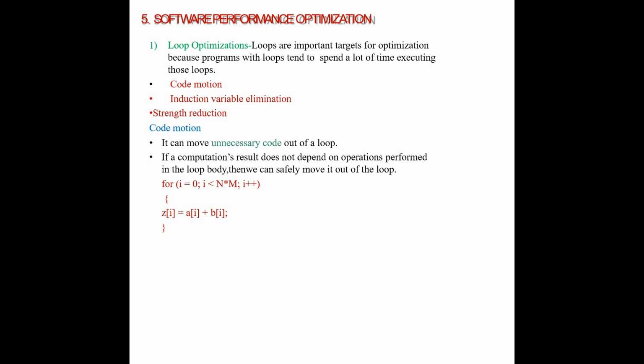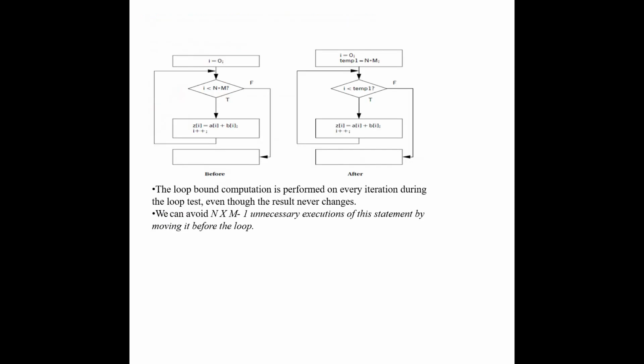For code motion, it can move unnecessary code out of the loop. So we can remove the unnecessary code in the loop. So you can reduce the instruction length. Then by reducing the instruction length, you can reduce the program size and you can reduce the program execution time also.